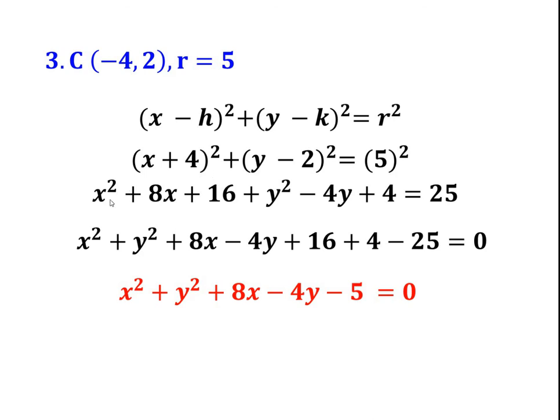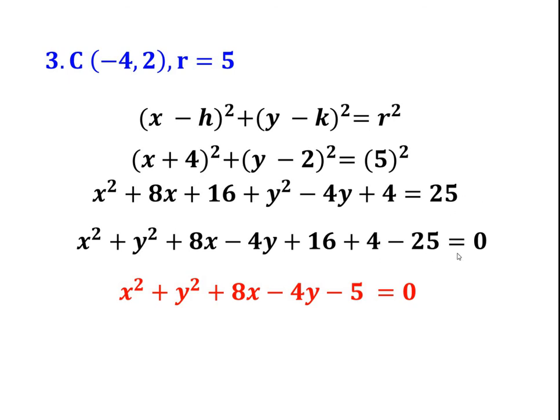And by squaring the binomial, we have x squared, 2 times 4 times x is 8x, and 4 times 4 is 16. Copy the sign. And then y squared, 2 times negative 2 times y is negative 4y. Then negative 2 times negative 2 is positive 4. Then 5 squared is 25. Simplify further, regroup. It will become x squared, y squared, plus 8x minus 4y, then 16 plus 4 minus 25.